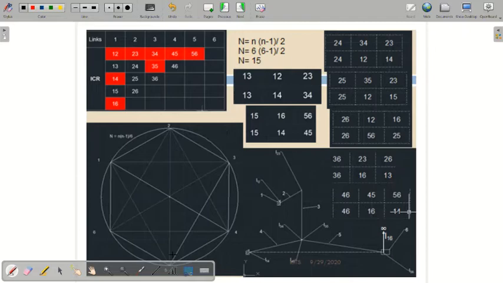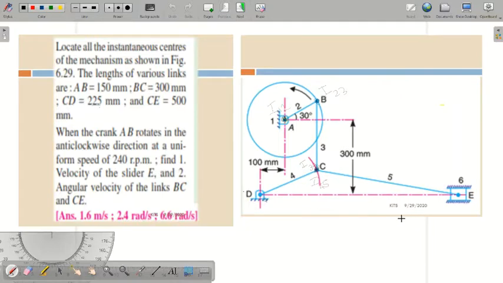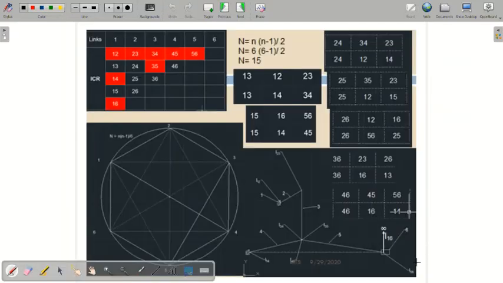Next, connect 5 and 6. This is 5 and this is 6. So this point is 5 6. I have mentioned it here, I 5 6. This point is I 5 6. So 5 6 is over. Put a tick mark on 5 6.